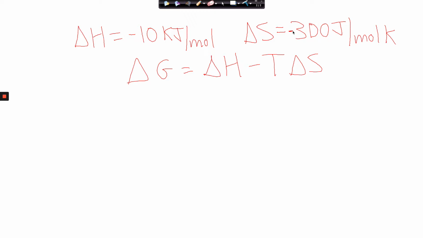Does that favor spontaneity? Delta H, negative 10 kilojoules per mole. Does that favor spontaneity? Yeah, it's exothermic. Delta S, negative 300 joules per mole Kelvin. Does that favor spontaneity? It does not. So now, guys, will this be spontaneous at high or low temperature?